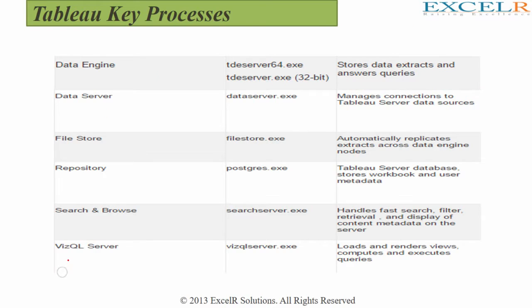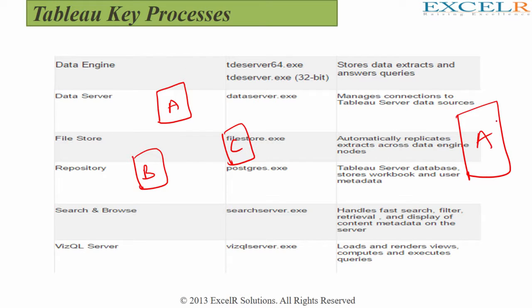Now let us discuss the file store in a brief explanation. File store is the process filestore.exe which runs behind the scenes. It automatically replicates the extracts across data engine nodes. What does that mean? If you have server A, server B, and server C, which are in a cluster, or if you have multiple nodes or instances running on a single server called server A, in such a scenario, file store comes in handy.